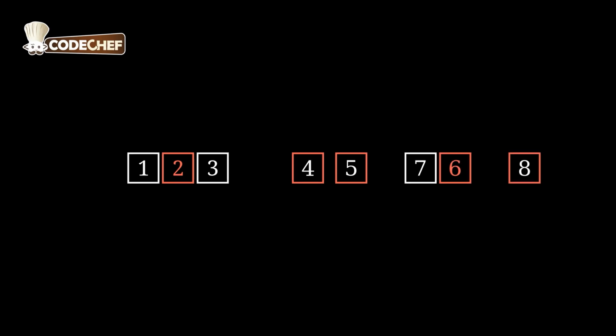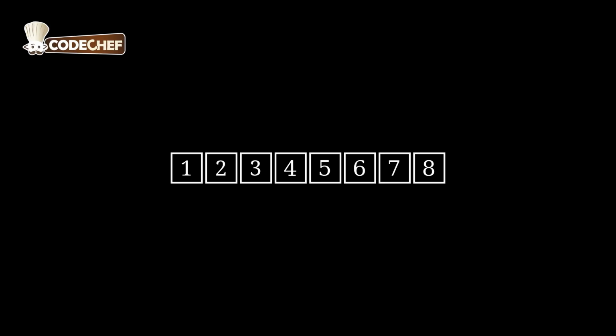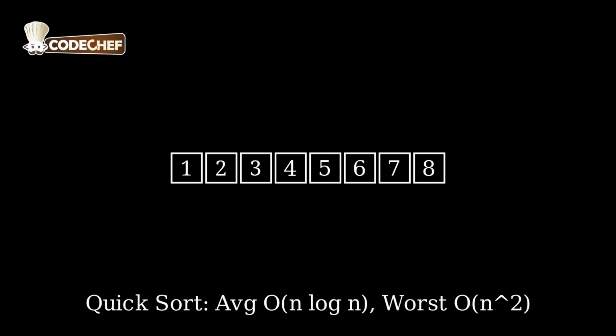Finally, we sort the last part using 6 as the pivot. 7 is greater than 6, so no swaps occur. We place 6 in its correct position. Now our array is completely sorted: 1, 2, 3, 4, 5, 6, 7, 8.